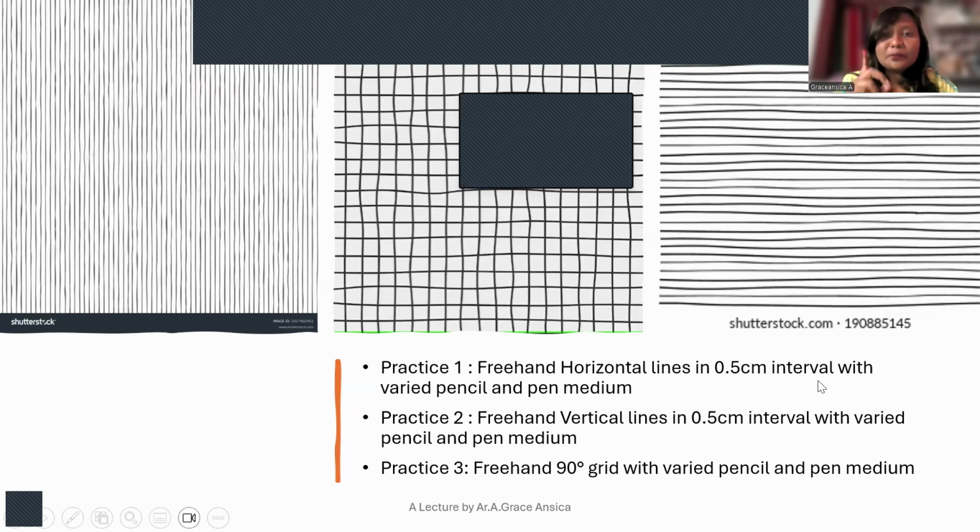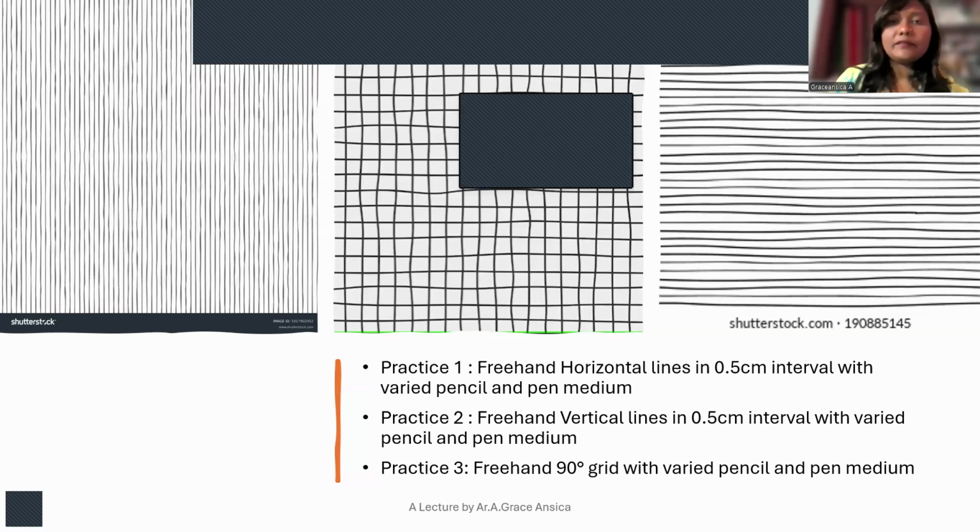Now, what you're going to do is look at the scale. Look at your scale and look at the measurement for 1 centimeter. Eye measurement only. Don't use your fingers to get the measurement. With the eye, you have to understand what is 0.5 centimeter, what is 1 centimeter, what is 3 centimeter. Gauging the dimension comes only with practice. So with the help of the eye, you're going to put that 0.5 centimeter interval. Do not put dots and then start. Don't do that. I've also included that it is with varied pencil and pen media.